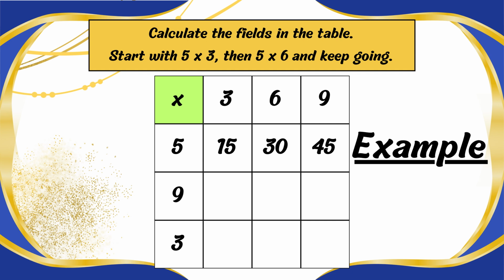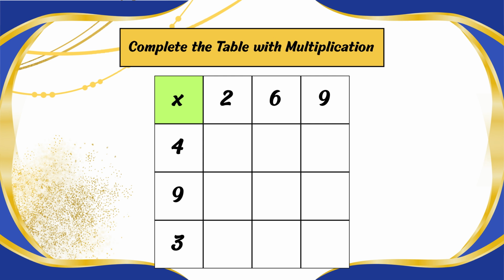Calculate the fields in the table. Start with 5 times 3, then 5 times 6 and keep going. Complete the table with multiplication.